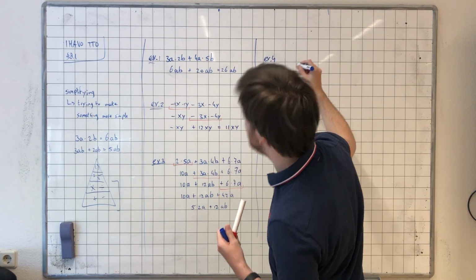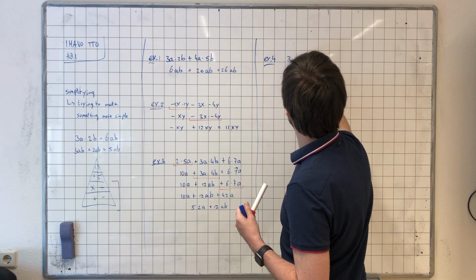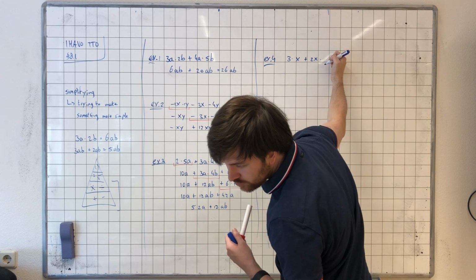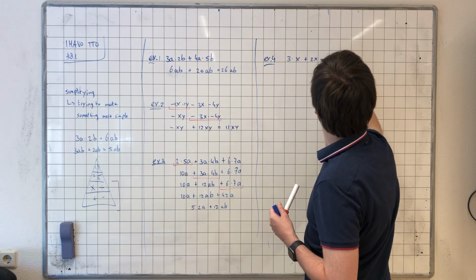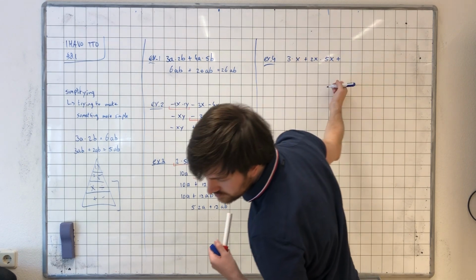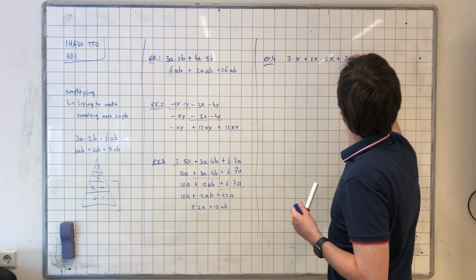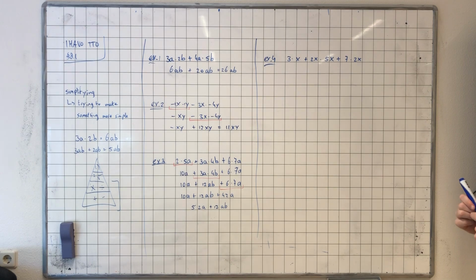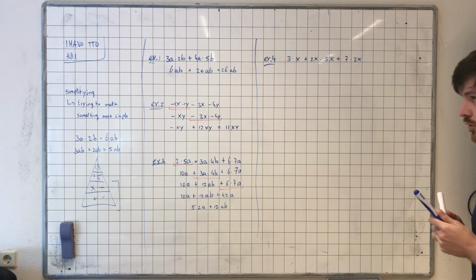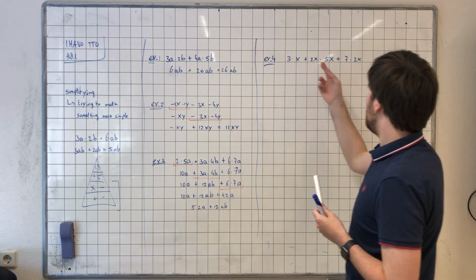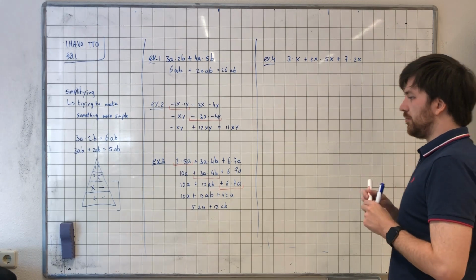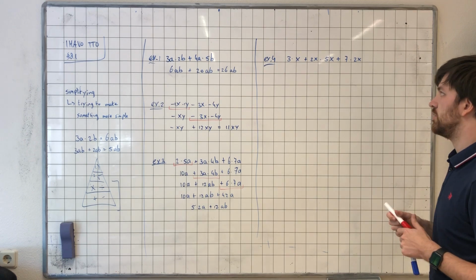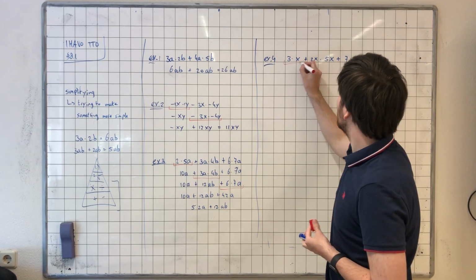Example 4, 3 times x plus 2x times 5x plus 7 times 2x. And this one is a little bit harder, but it's still doable, I hope. So once again, 3 multiplication things, and then we have to add them up because multiplication is about addition in the arithmetic pyramid. So first, 3 times x.